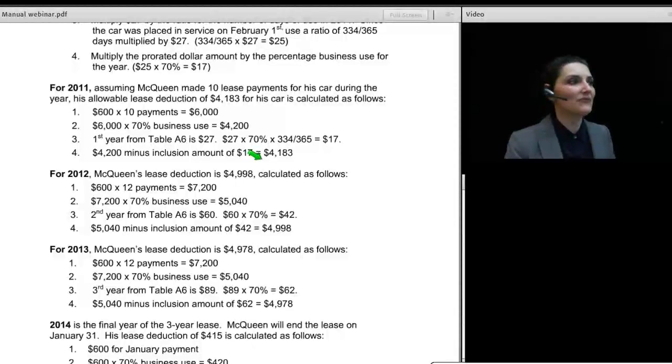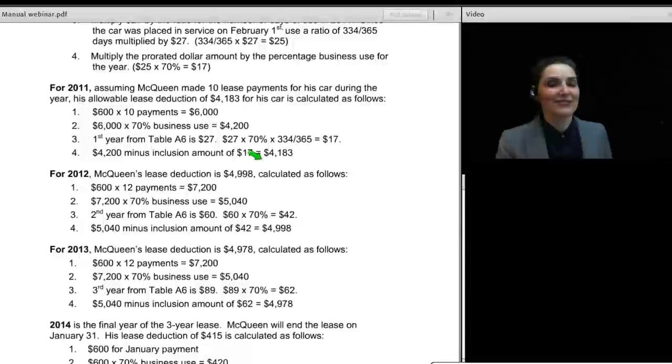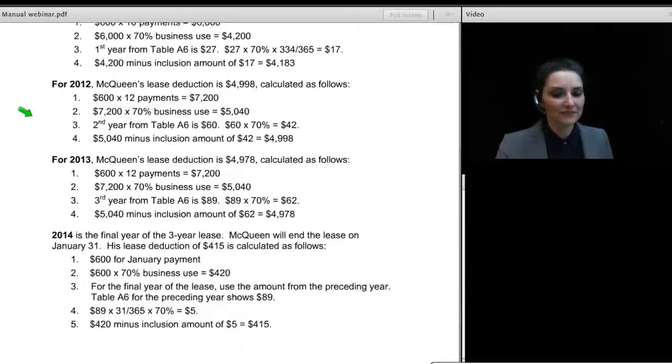This is why I was laughing. If you never figured an inclusion amount, it's probable that an IRS auditor will change nothing because this $17 difference won't amount to much. But as I said, as you go through time, the inclusion amount increases each year. In year number 2, he still has the same $600 payment on the car. That's $7,200 of payments for the year. The inclusion amount is $60 times 70% or $42, so he subtracts $42 from $5,040, and that gives him his deduction in the second year.